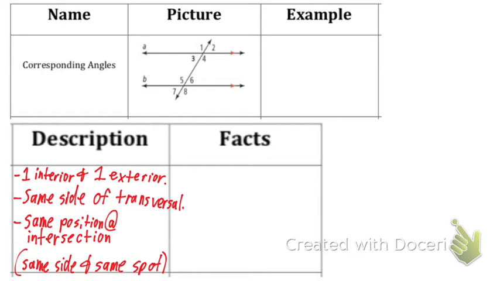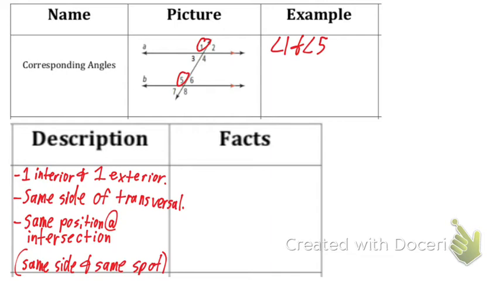Elizabeth. 1 and 5. Angle 1 and angle 5 are a pair of corresponding angles. Angle 1 is an exterior angle. Angle 5 is an interior angle compared to the two lines cut by the transversal. They are on the same side of the transversal. They're both on the left-hand side of the transversal. And they're both in the top left of their intersection.